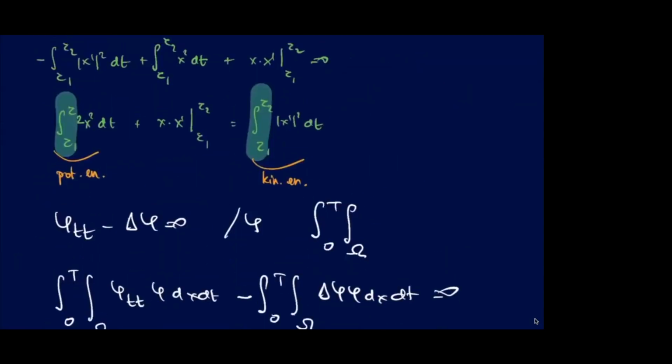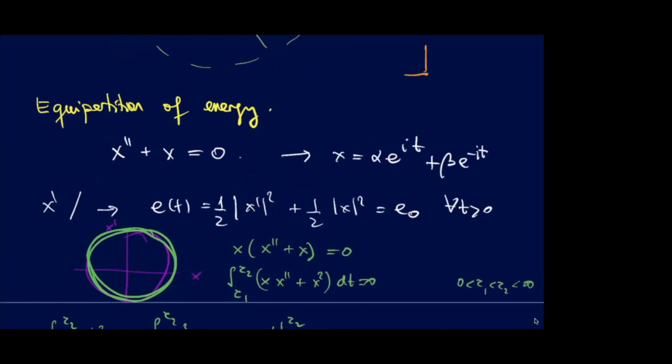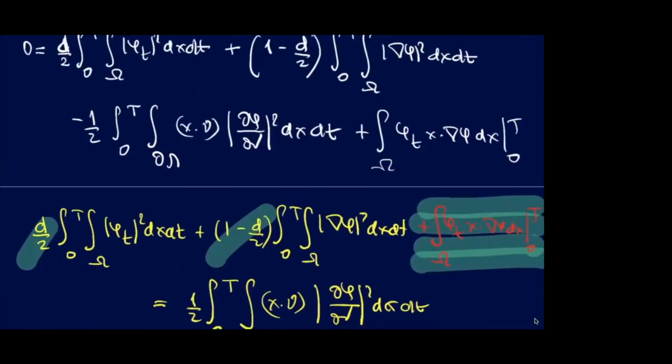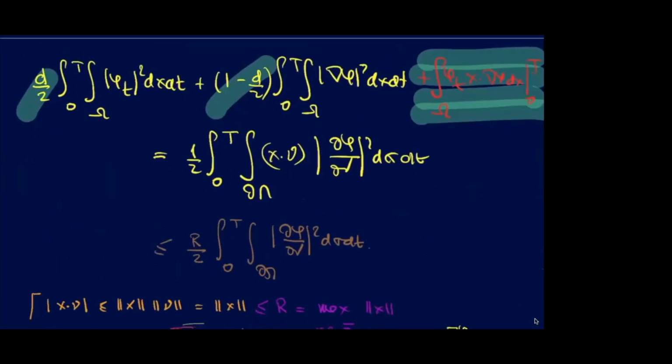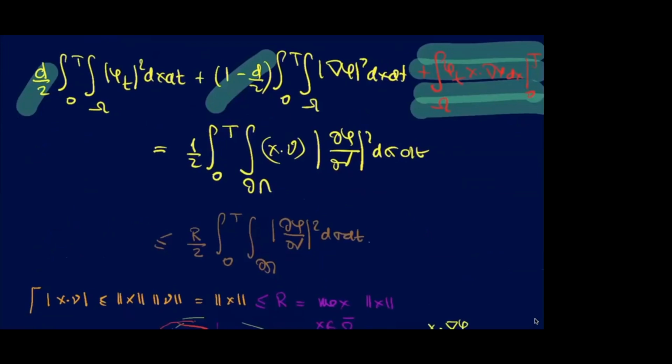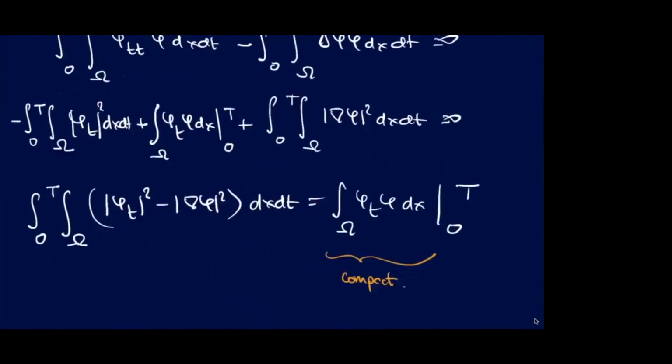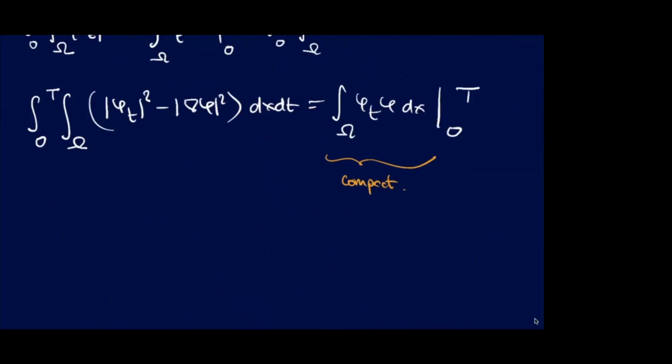Good. Now, how do I combine this equipartition of energy with this identity? You see, in this identity, there is a common term, which is 1/2, right? So back to the observability inequality. Back to the boundary observability inequality.